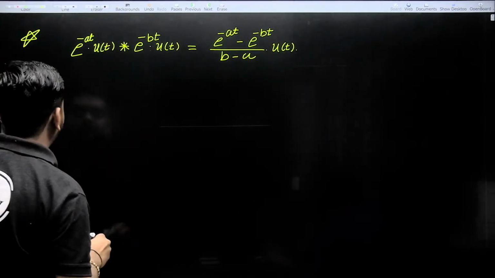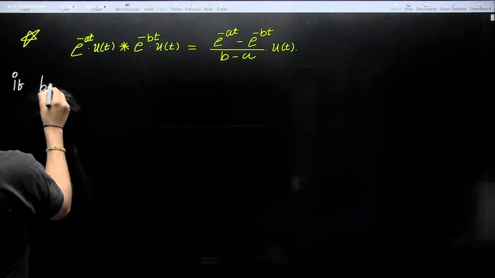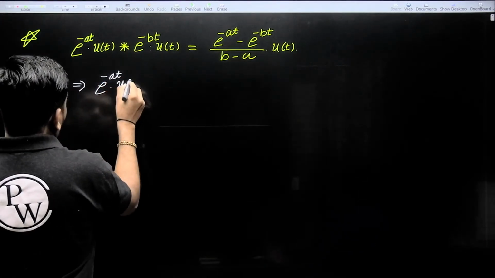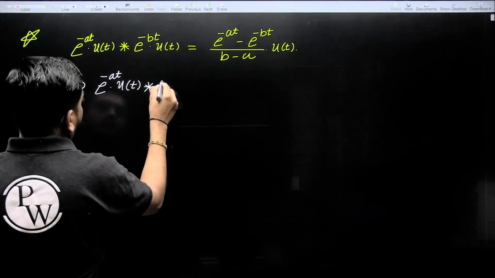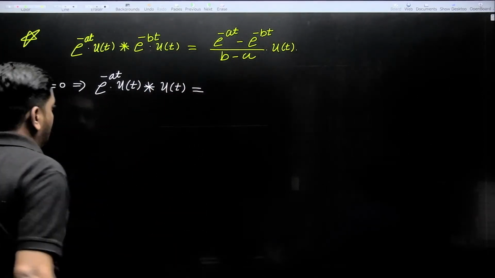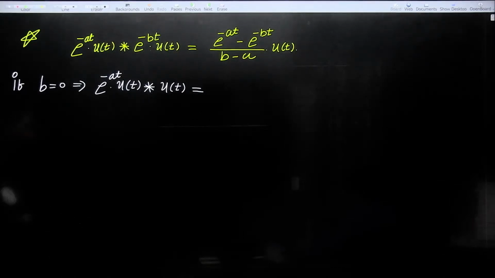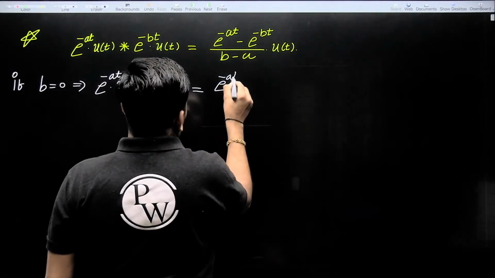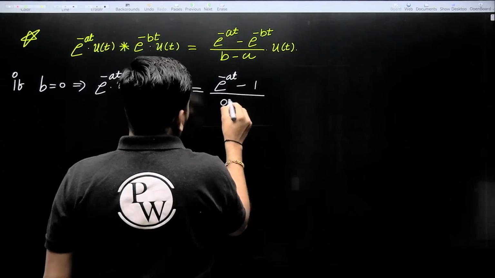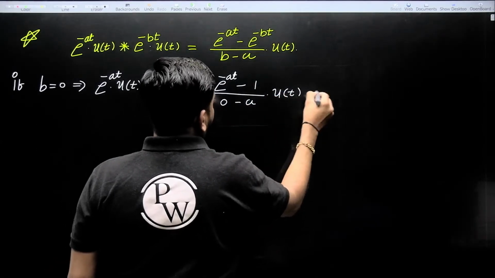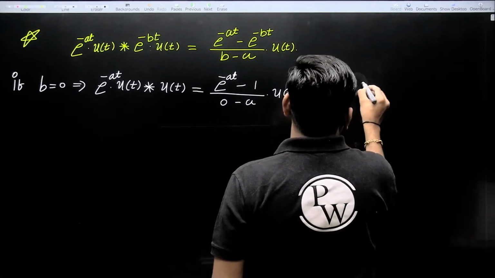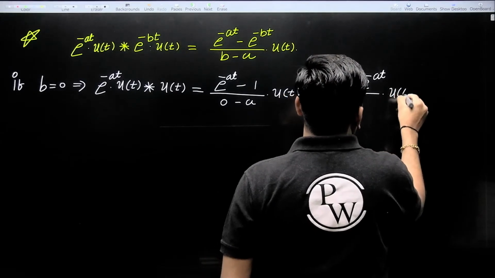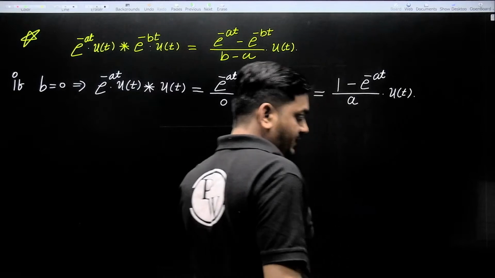Now here, suppose if b is equal to 0, then e to the power minus at u of t convolution with u of t is nothing but, see b is equal to 0, so e to the power minus at minus 1 divided by 0 minus a, into u of t. So we got the same answer as the previous one: 1 minus e to the power minus at divided by a into u of t.